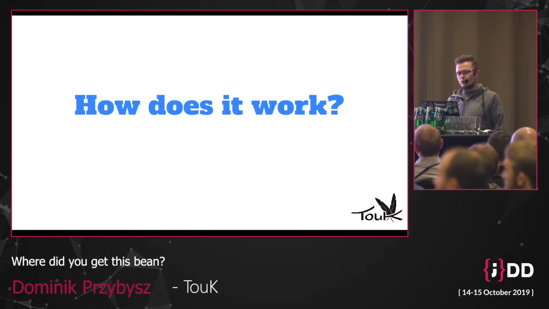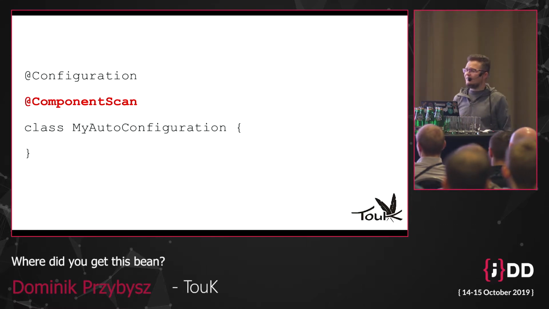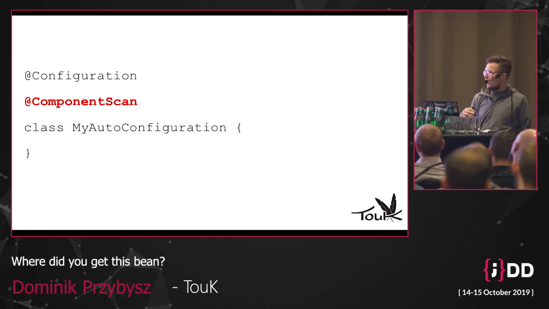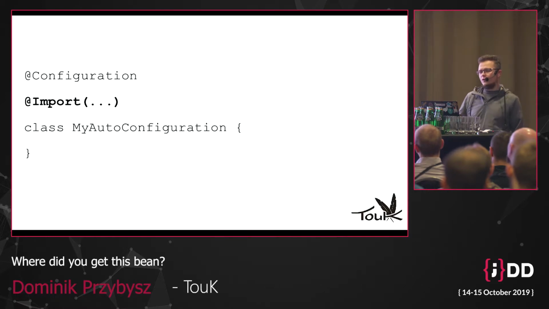So how does it work? Let's create our own auto configuration. At the beginning, we create a normal configuration class. We shouldn't use the component scan annotation on top of it, because component scan should be used only by the application. Auto configurations in most cases are written as a library or a part of a library, so they shouldn't do any component scanning. Instead of component scan, we should define the imports on our own and explicitly tell about all the other configurations that are needed by our auto configuration.